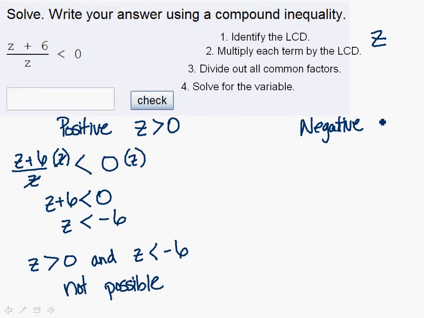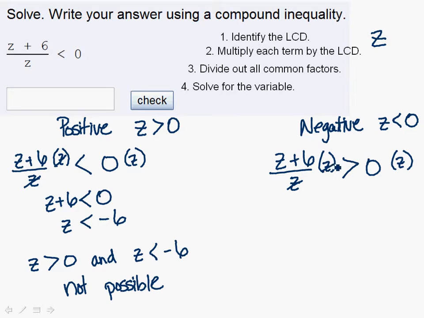So let's take a look at the negative side and see if the negative side works. So if z is a value that's less than 0, we'd have z plus 6 over z. If it's negative, that means the symbol is going to be flipped, so greater than 0. We're going to multiply both sides by z, so these z's will cancel. So we have z plus 6 is greater than 0, because 0 times z is still 0. So z would have to be greater than negative 6. Okay, so this does work.